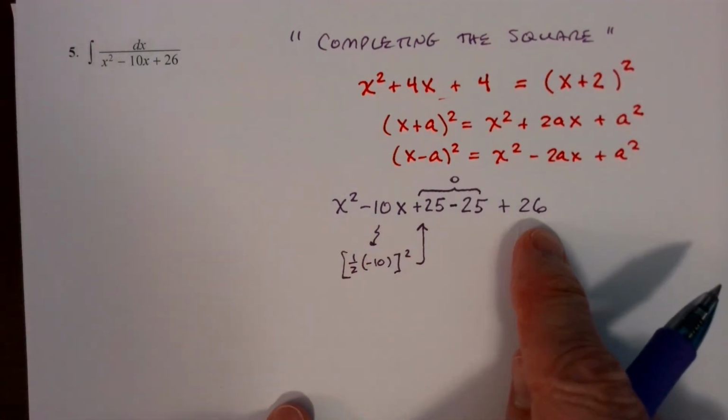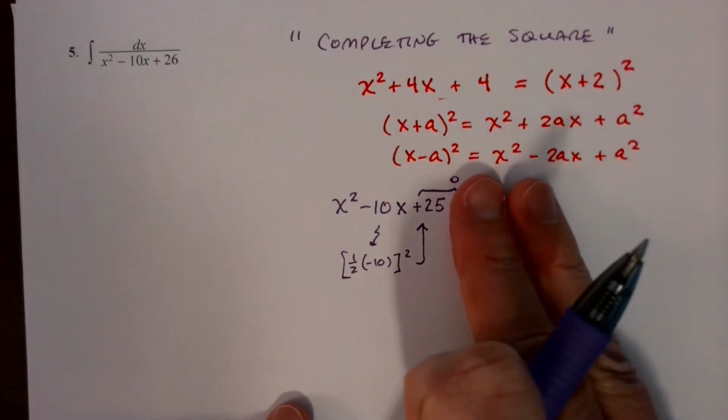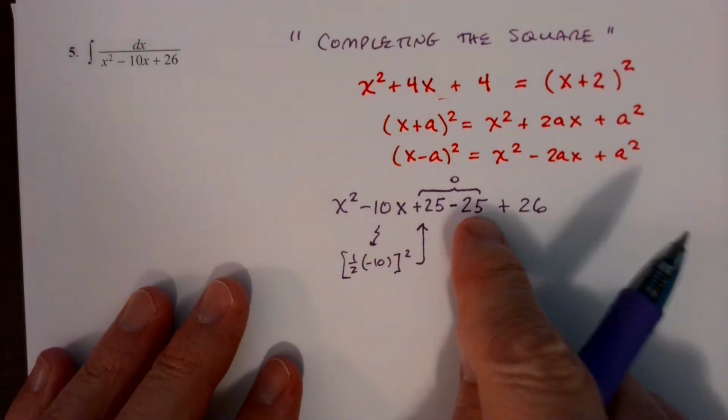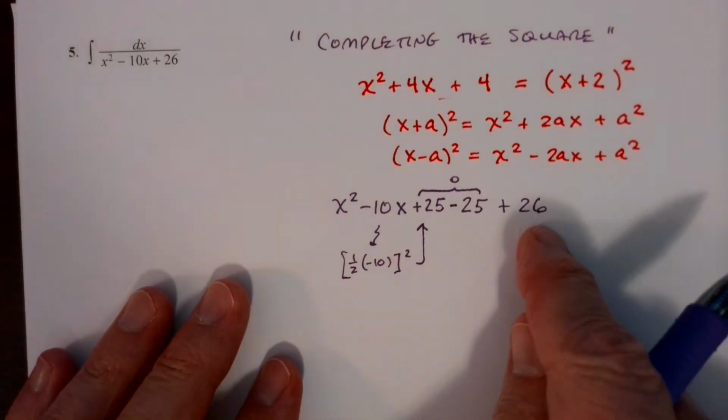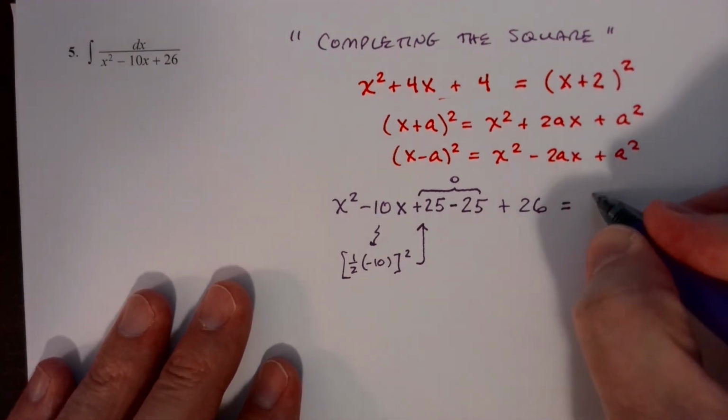However, I have changed something, because what I'm going to do is regroup. I'm going to group these together. That's a perfect square I can factor. And what do I have left over? -25 plus 26 gives me my +1. Hey, that sounds good.